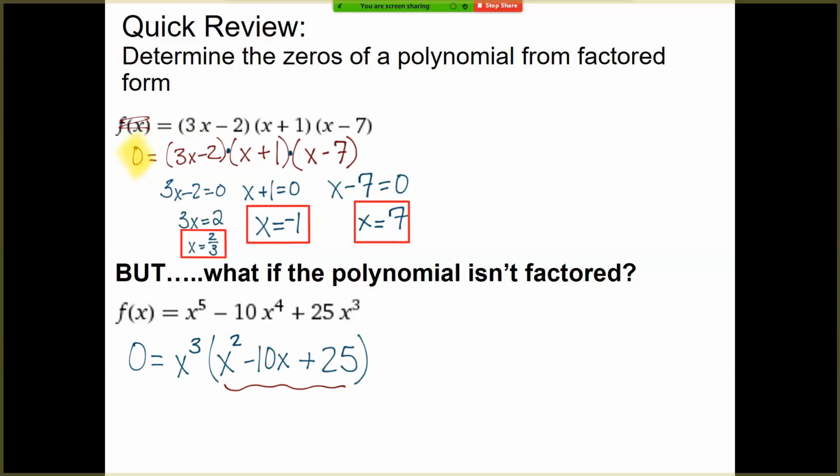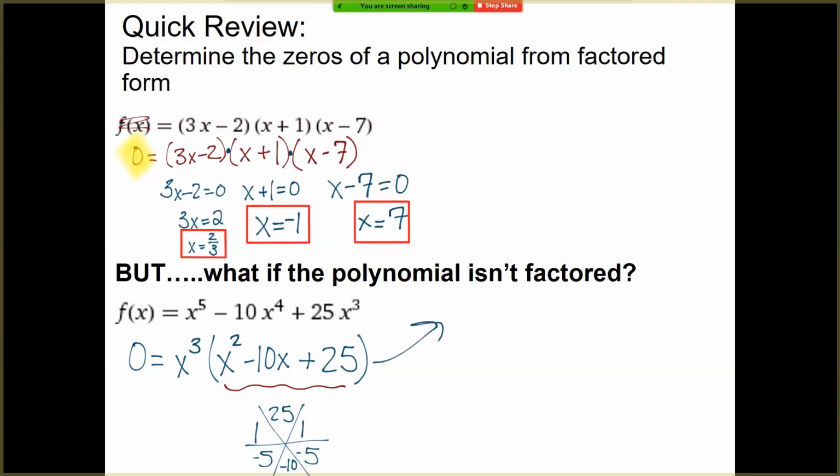This is a quadratic in parentheses, which means you're going to use your asterisk. So in my asterisk, a goes in the top left and the top right. Negative 10 goes in the bottom middle. And 1 times 25, a times c, goes in the top middle, which is positive 25. Now I'm on a mission to find 2 numbers that multiply to give me 25 and add to give me negative 10. Yep. -5 and -5.